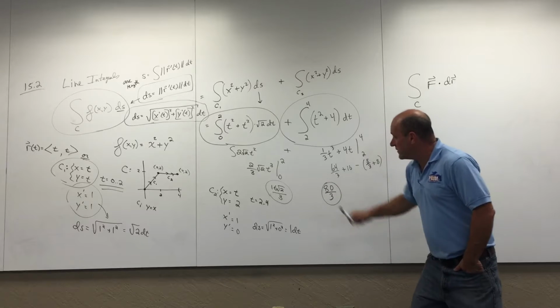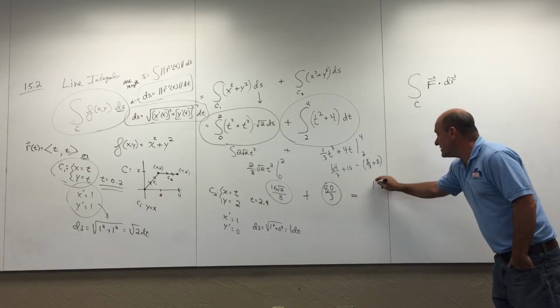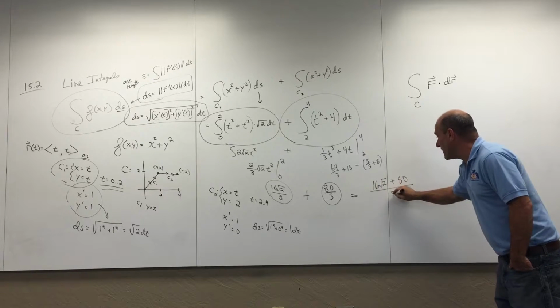The total answer, though, is that integral plus that integral. So there's the final answer here. We'll just call it 16 square roots of 2 plus 80, all over 3.